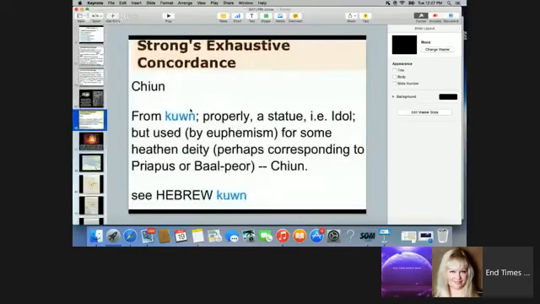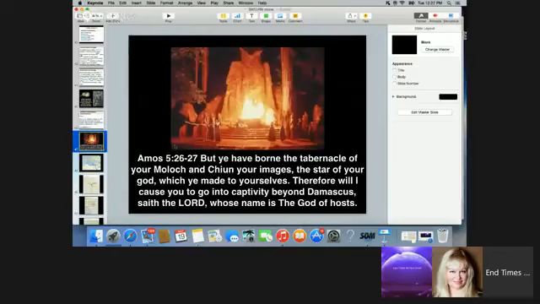Here's another word. Chuan is a statue, an idol. It is also representative of Saturn. Chuan does translate to Saturn too. And it is Bel and Moloch.